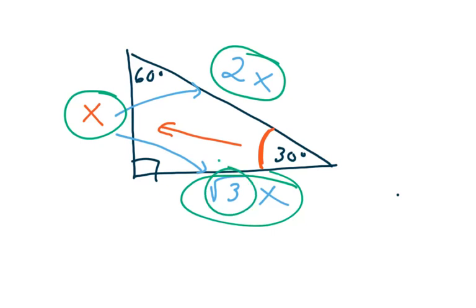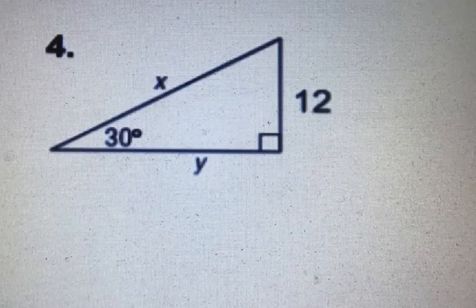Now, if we have to go backwards, we have to understand with ratios we divide instead of multiply. And that, in a nutshell, is the 30, 60, 90 triangle. Now, let's put it to good use here. Starting with this random problem number 4, pause the video and give it a try.